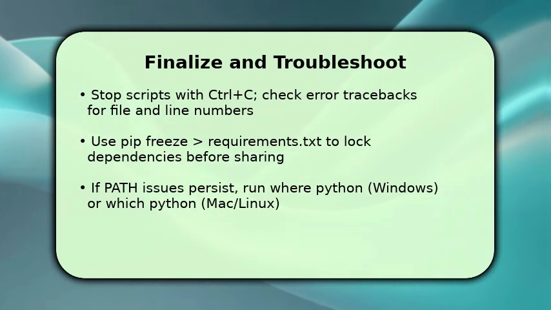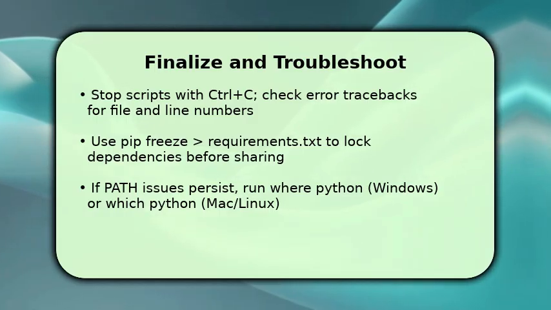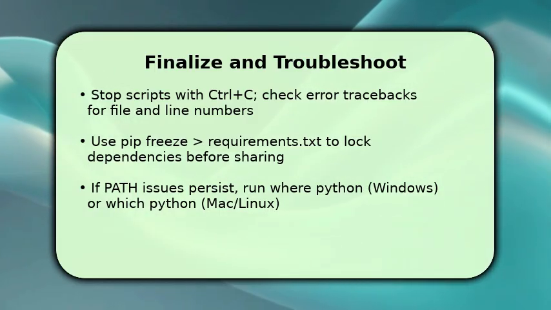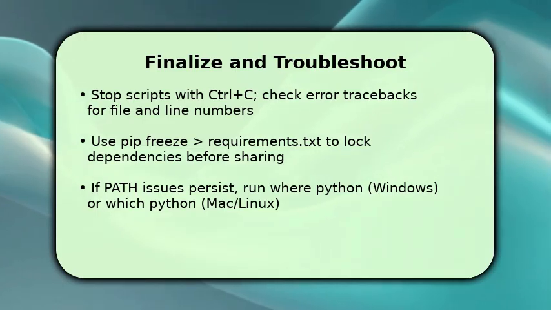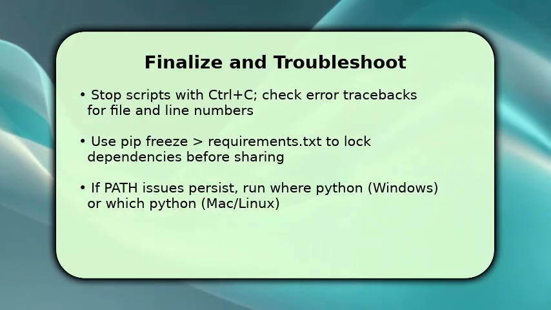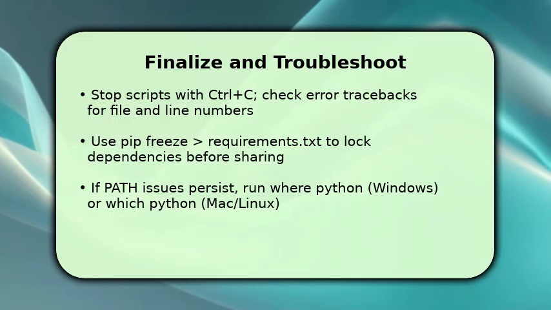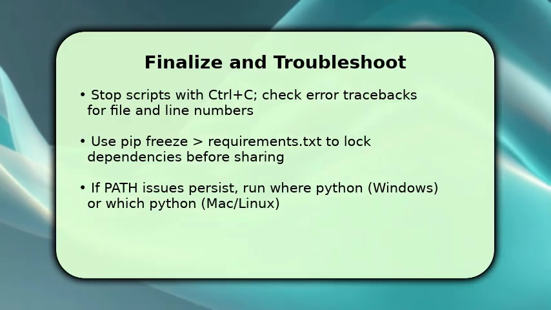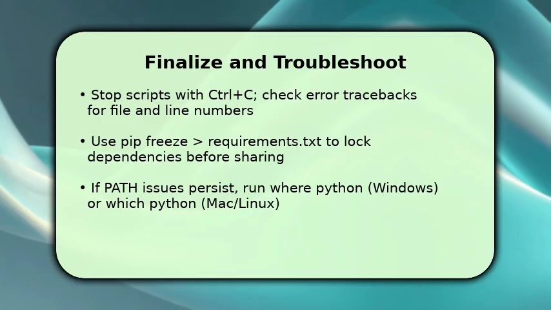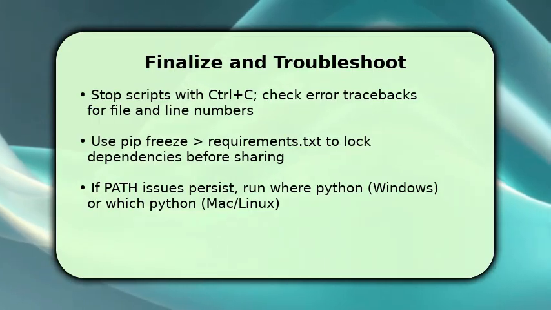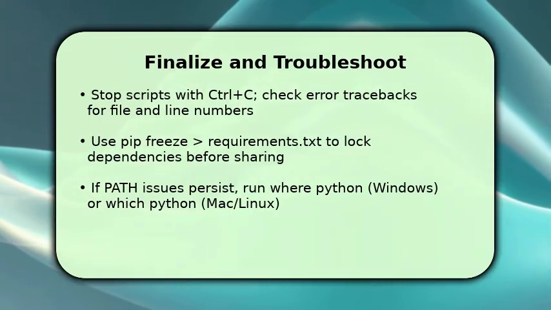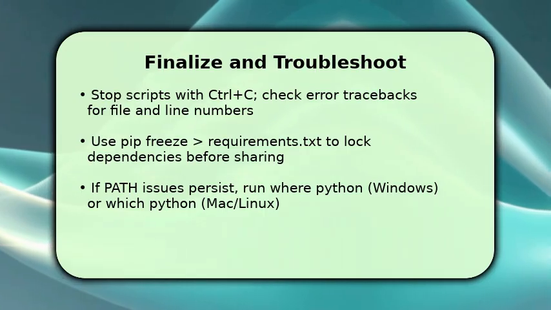When the project is stable, lock dependencies with pip freeze > requirements.txt so others can reproduce your environment. If commands fail, verify which Python you're invoking, run where python on Windows or which python on Mac and Linux to confirm the path. If that points to the wrong install, adjust your path or rerun the installer with Add to Path enabled.